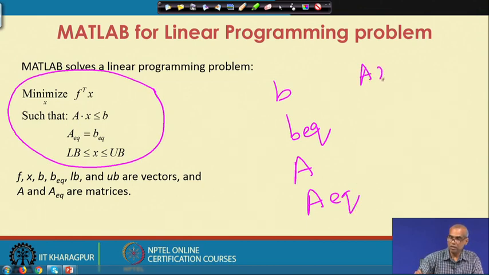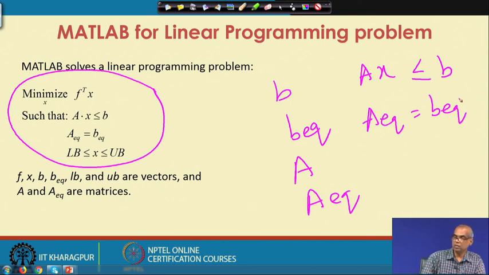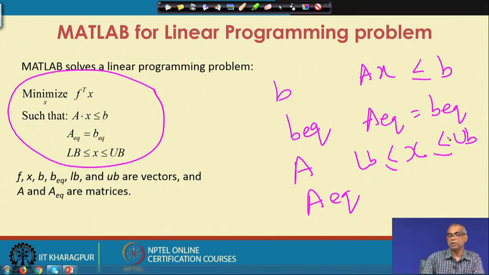A x less or equal to b is our usual inequality constraints, and if you have equality constraints in your linear programming problem, that is taken care of by Aeq x equal to beq. Also, if I know my decision variables are bounded between lower bound and upper bound, that can be specified. So, MATLAB solves a linear programming problem in this form.